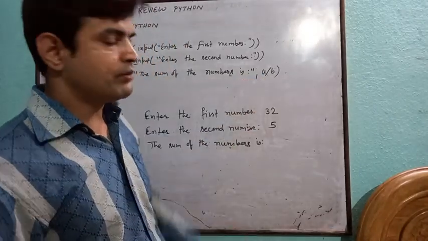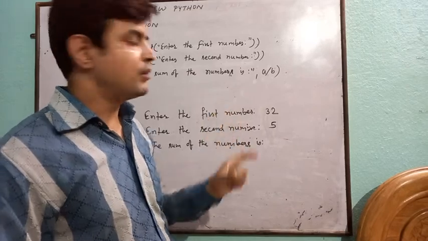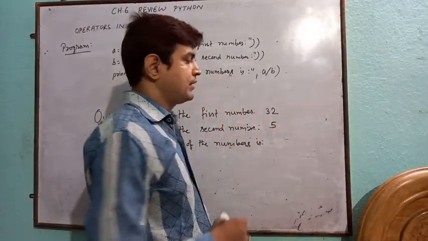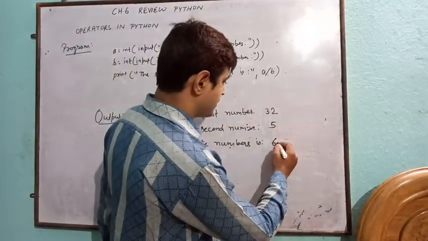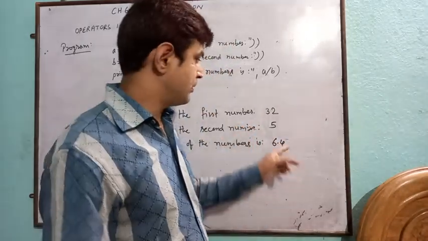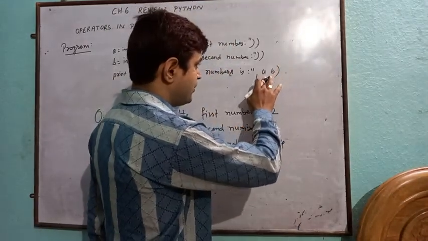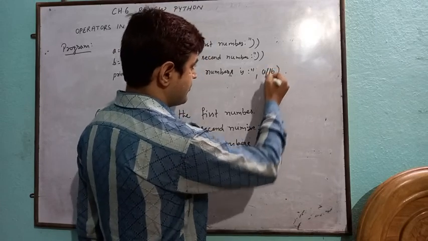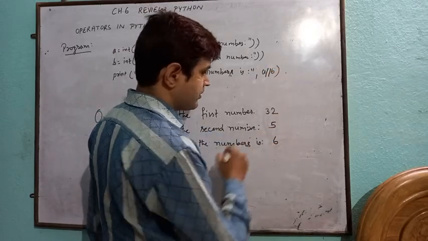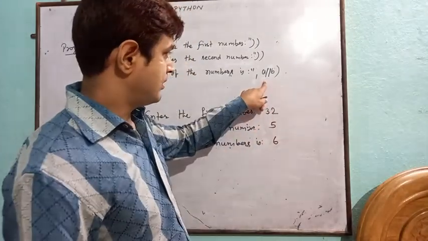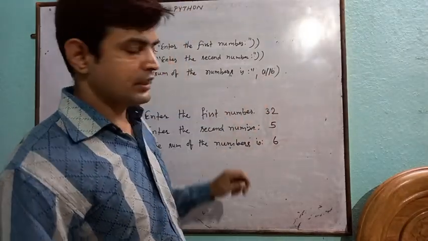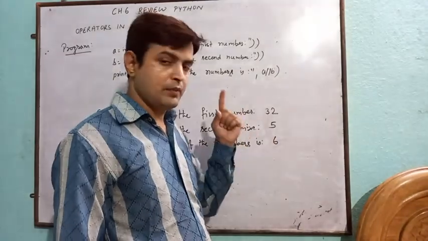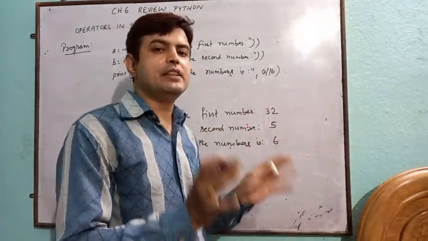Here the quotient will be displayed in decimal form. So when we divide 32 by 5, it will be 6.4. The result will be this. But if we use integer division, that is double slash, then it will yield the value 6. This operator gives the quotient in the form of an integer.